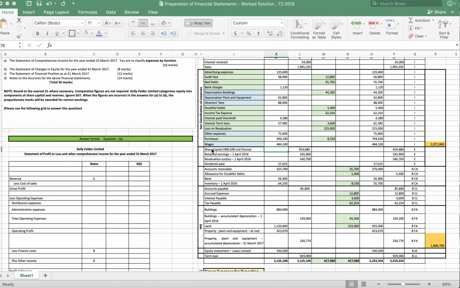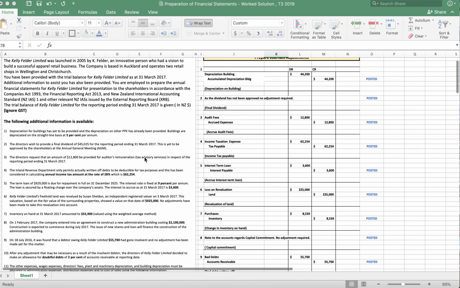Kia ora. This is the preparation of financial statements, part B.